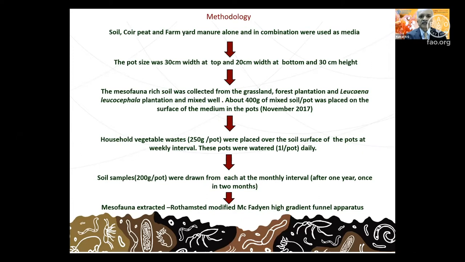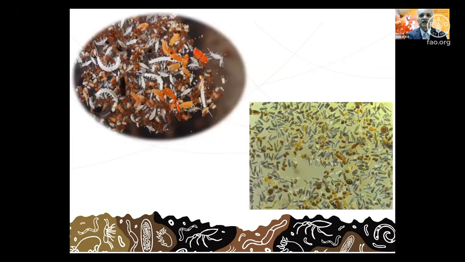And 200 grams of soil samples were drawn per pot at a monthly interval up to 1 year, and once in 2 months after 1 year, for the extraction of mesofauna. These are the mesofauna extracted during the experimentation period.